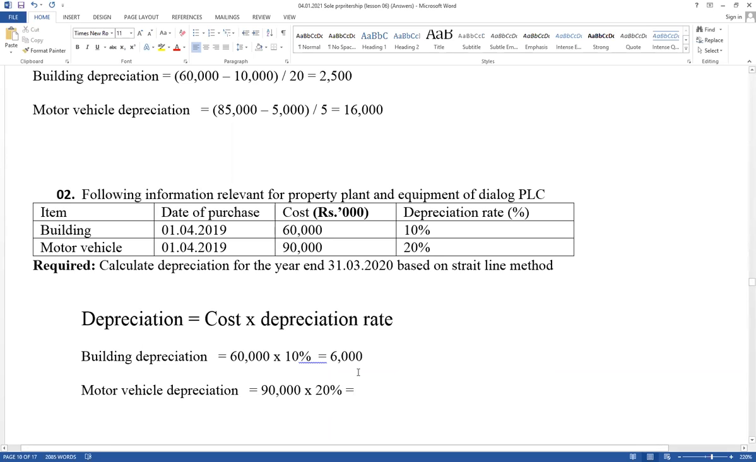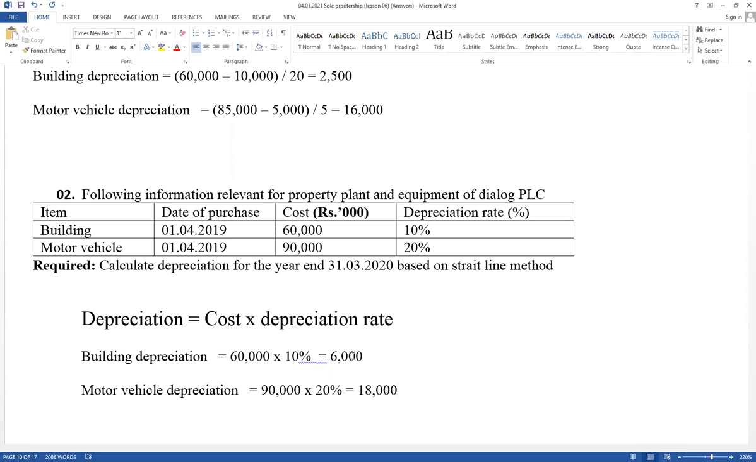Depreciation can be calculated by using two methods: straight line basis and reducing balance methods. Under straight line basis, there are two equations. Therefore, here value equals 18,000. This is annual depreciation. When we record it, depreciation expense account debit, accumulated depreciation account credit. That is a double entry. Depreciation is an expense increase and asset decrease. That is a dual effect.